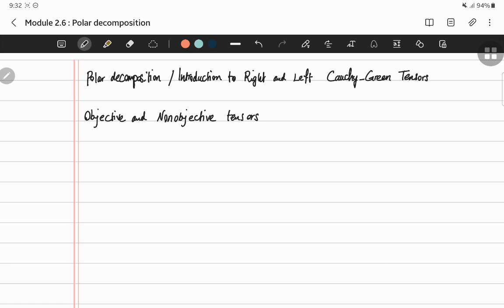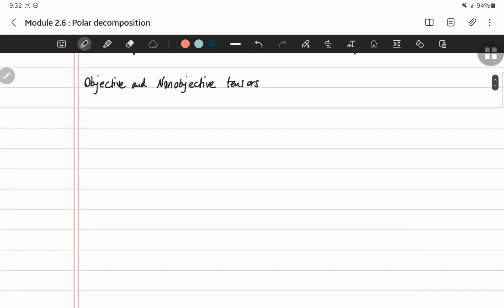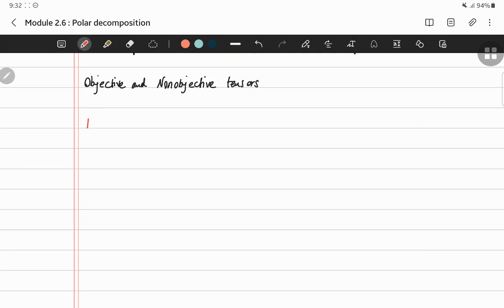We're going to see what these two terms imply. All right, so let's get started with the polar decomposition theorem.